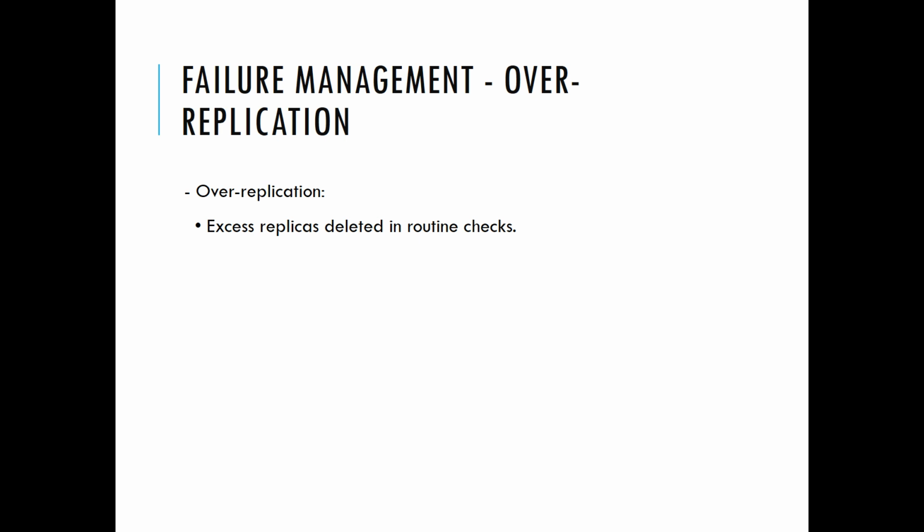Sometimes, a cluster might end up with more replicas than required, a situation called over-replication. This can happen, for example, when a DataNode that was thought to be dead comes back online and brings its blocks back, or due to re-replication occurring in multiple places. HDFS handles over-replication by periodically checking the replication status of each block. If a block has more replicas than the specified replication factor, the NameNode will instruct some DataNodes to delete the extra copies. This routine cleanup ensures that storage is used efficiently without unnecessary overhead.